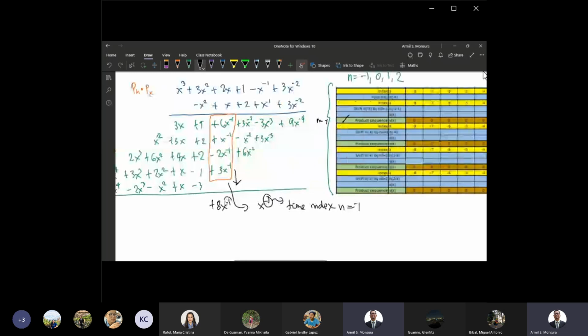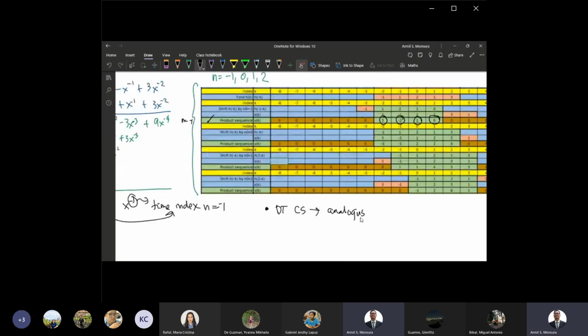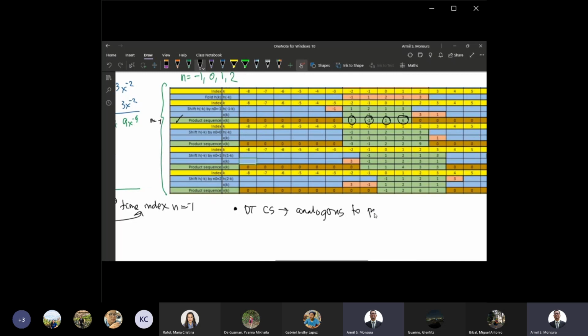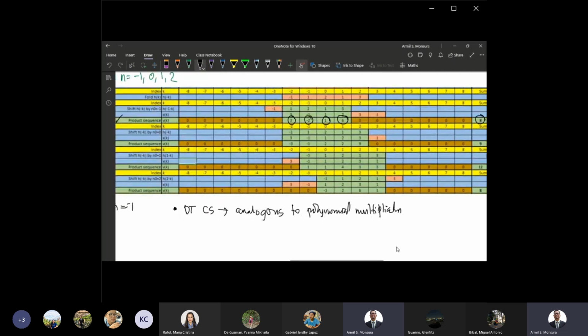And that's the value for your output sequence na y of negative 1. Again, yung 1 dito pertains to the time index n equals negative 1. So, ano yung point ko? Okay? Ano yung point ko? Discrete time convolution sum is actually analogous to polynomial multiplication. Okay? Kaya actually, it's analogous to polynomial multiplication.